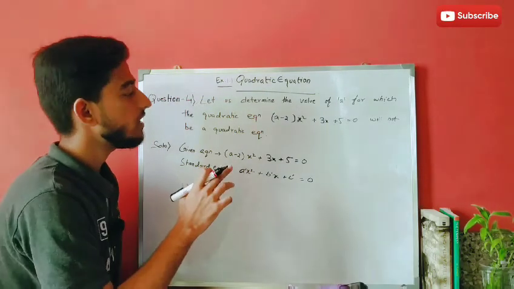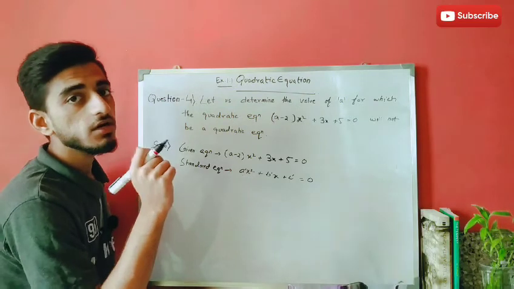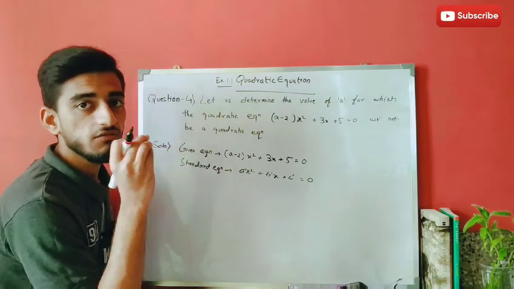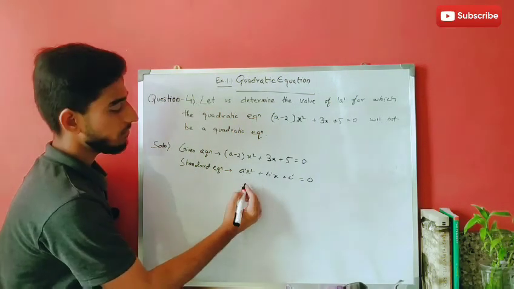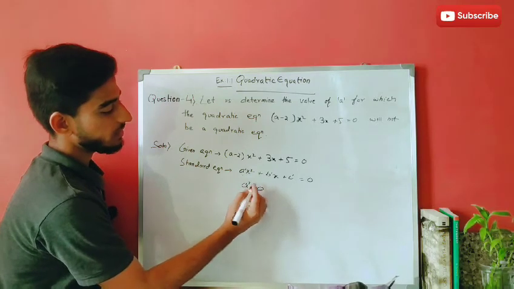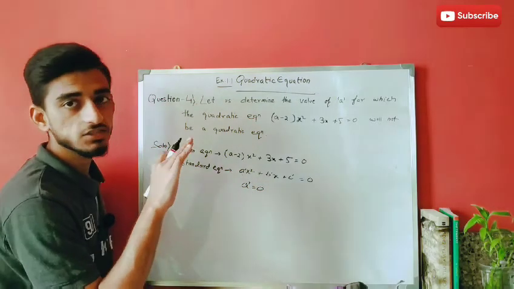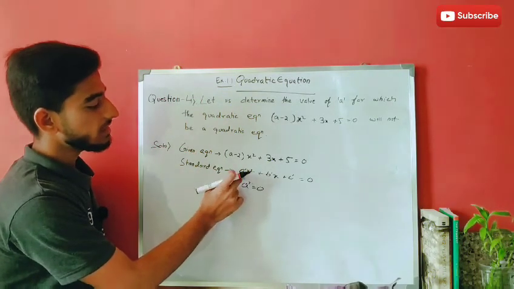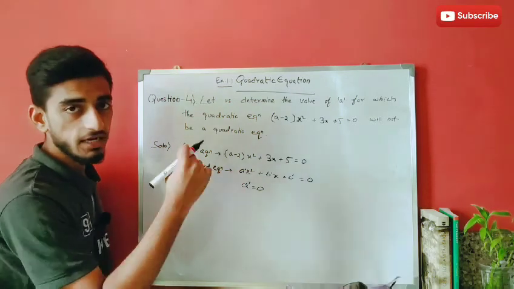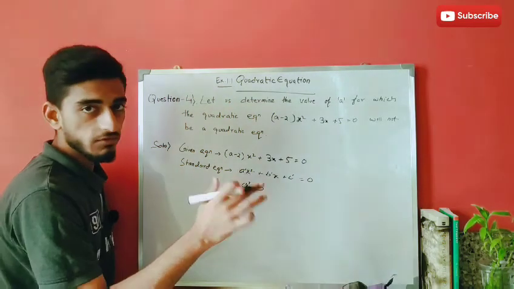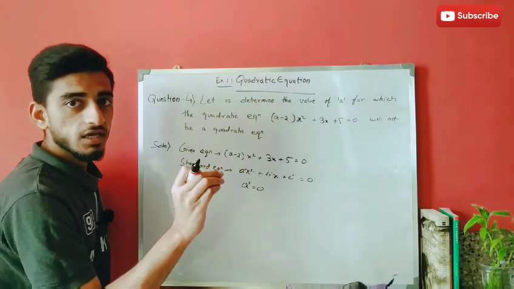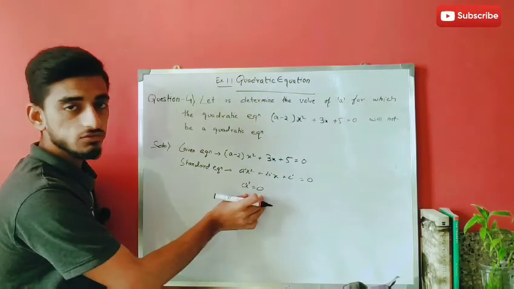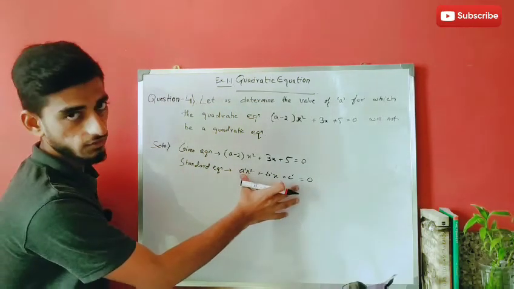Here they have said it will not be a quadratic equation. Not a quadratic equation means, as we have studied before, that in the standard form, if a is equal to 0, then it is not a quadratic equation. Because if a is equal to 0, then x square will vanish, since anything multiplied with 0 becomes 0. So the highest order of x will not be 2, so it will not be a quadratic equation. So when a is equal to 0, this standard form will not be a quadratic equation.